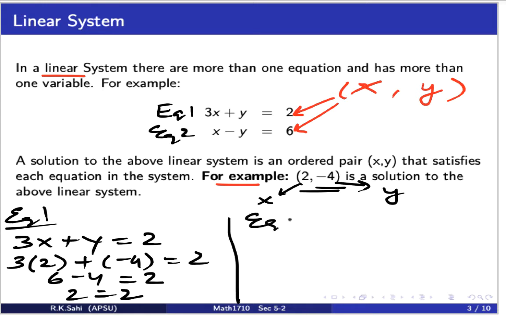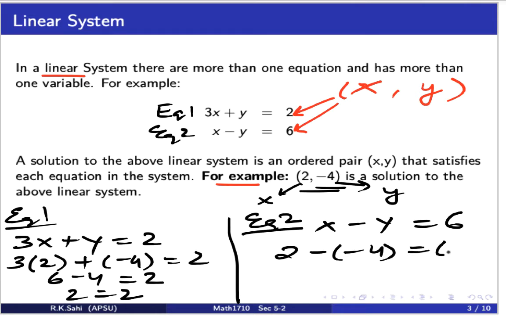Now remember, for it to be a solution to the whole system, it has to satisfy both equation 1 and equation 2. Equation 2 is x minus y equals 6. So let's plug the values for x and y here. x is 2, minus minus 4, equals 6. So 2 plus 4 equals 6, 6 equals 6. Great, this is the solution.